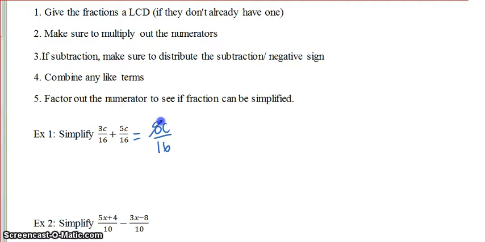Well, I know that I can take the 8 and cross that out and put a 1, and the 16 can be a 2. So therefore I have 1c at the top, which we are going to write as c, over 2 at the bottom. So that is our final answer.